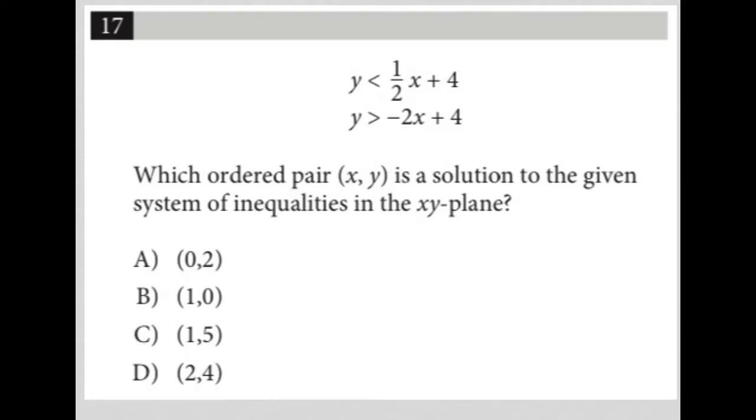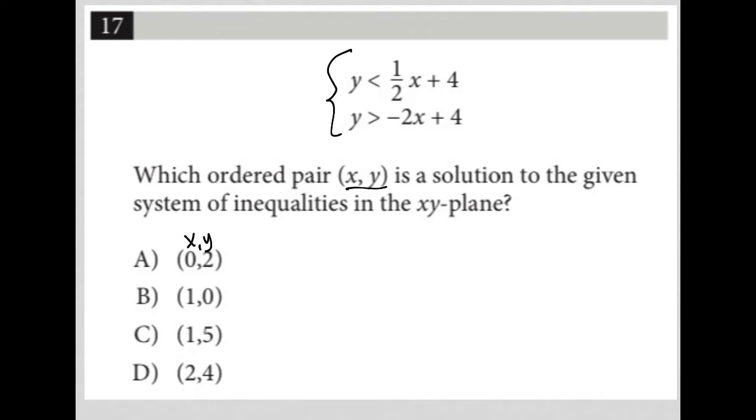So this question starts off with a system of inequalities provided to us here. The question goes on to say, which ordered pair x, y, right? So all these answer choices are x comma y's, is a solution to the given system of inequalities in the xy-plane. So there are a couple of strategies that really work well here.